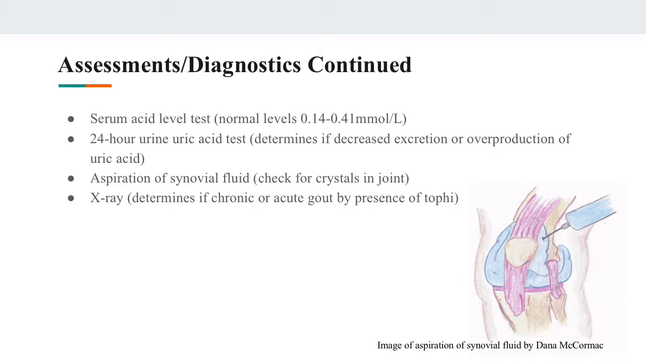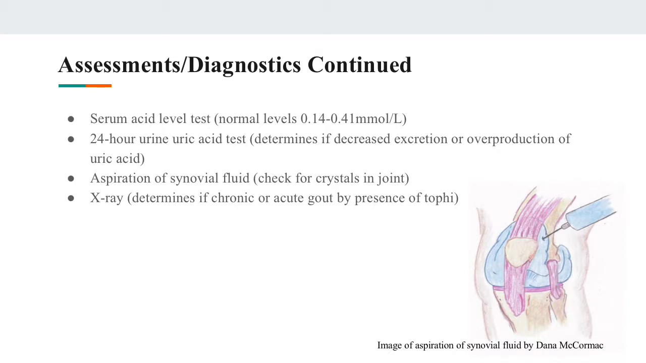acid levels. Another test that can be performed is a 24-hour urine uric acid test. This can prove if the patient has decreased renal excretion or overproduction of uric acid. An aspiration of the synovial fluid can be completed to determine gout, as there would be needle-like crystals. This can also be therapeutic, as it would decompress the swollen joint capsule.